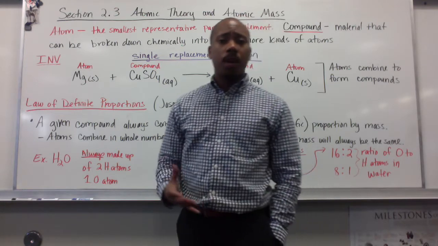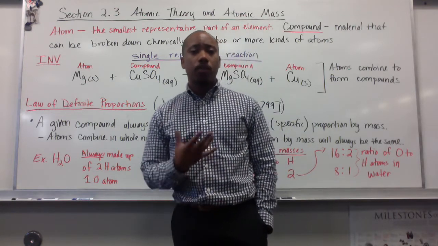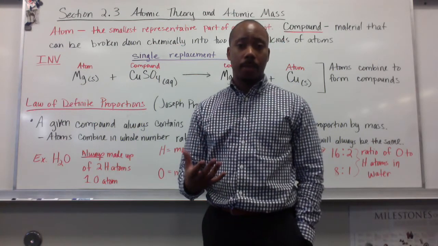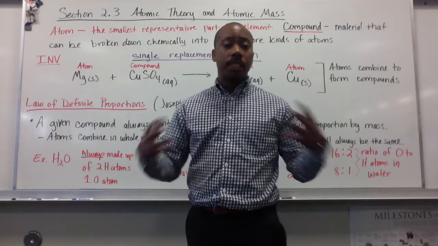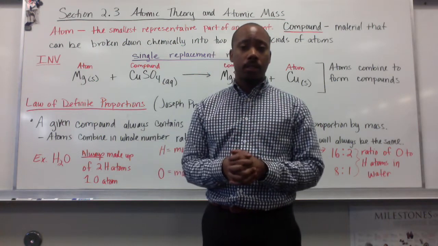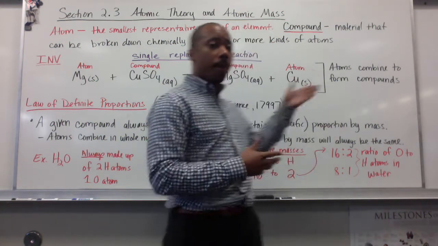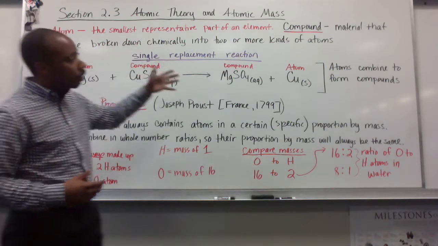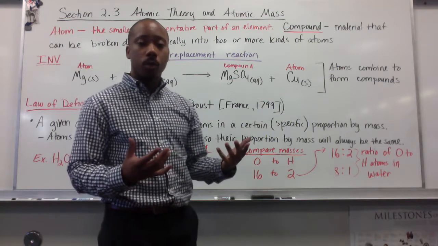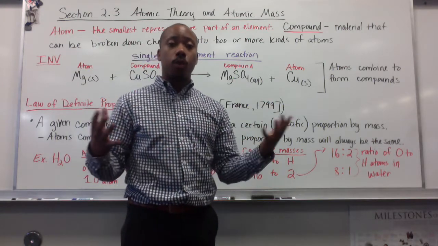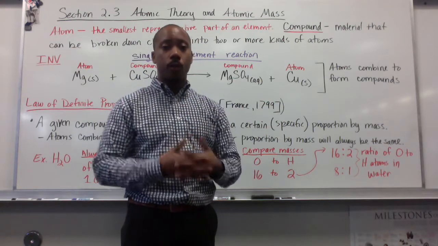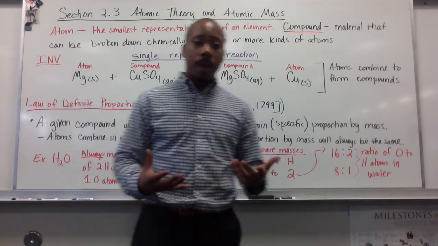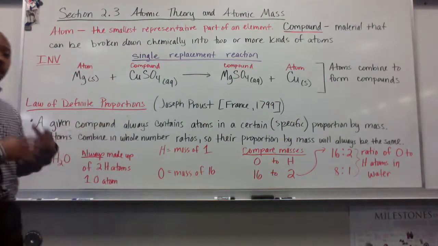Now the first thing we want to do is talk about what an atom is. An atom is the smallest representative part of an element, the smallest component of that element. Now we know that atoms can come together to form compounds. And to talk about what a compound is again, compounds are materials that can be broken down chemically into two or more kinds of atoms. Or you think of it the opposite way, is that two or more kinds of atoms can come together chemically to form a compound. Now in our investigation for this section, we talked about and looked at atoms and compounds.